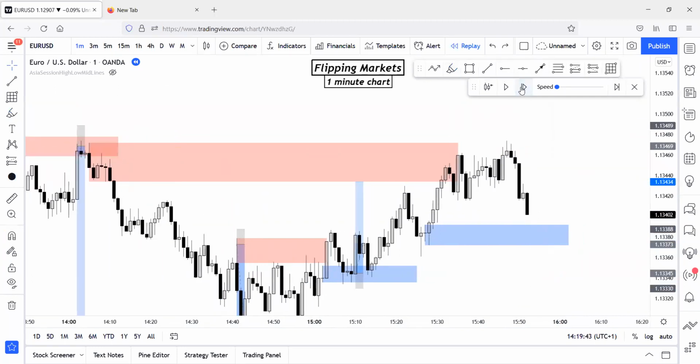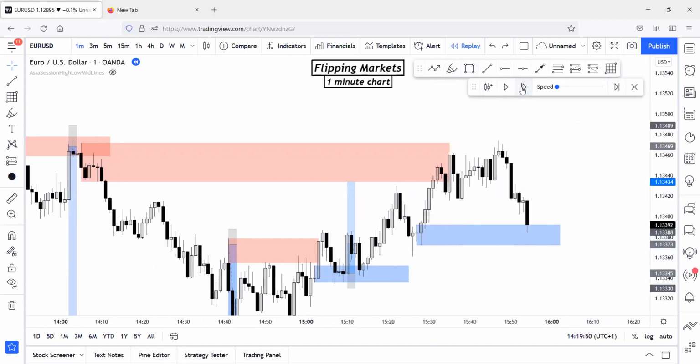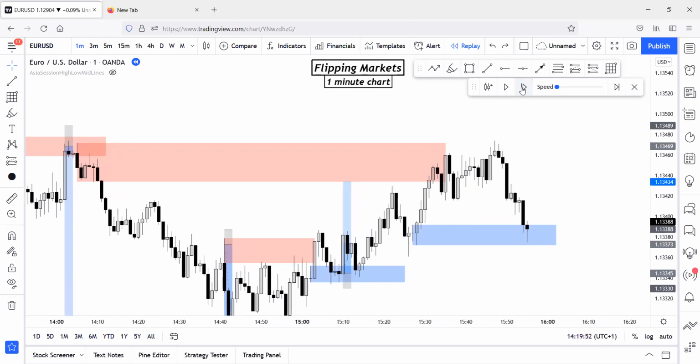So let's see. Okay, price just swept the downside liquidity from this region, tapped into a demand zone, reaction on that demand zone. Okay.